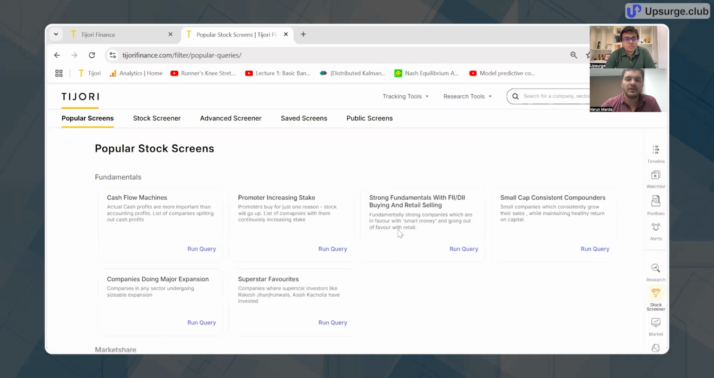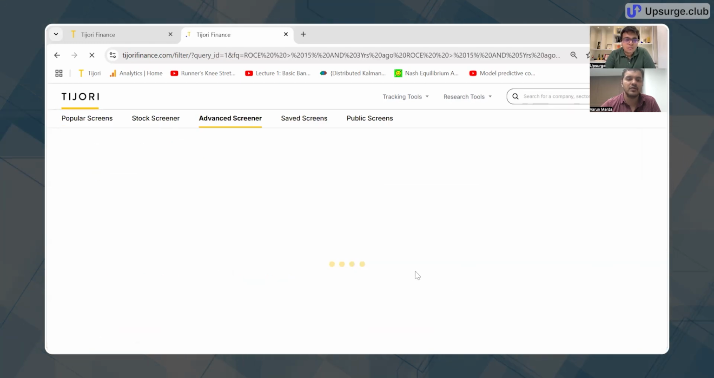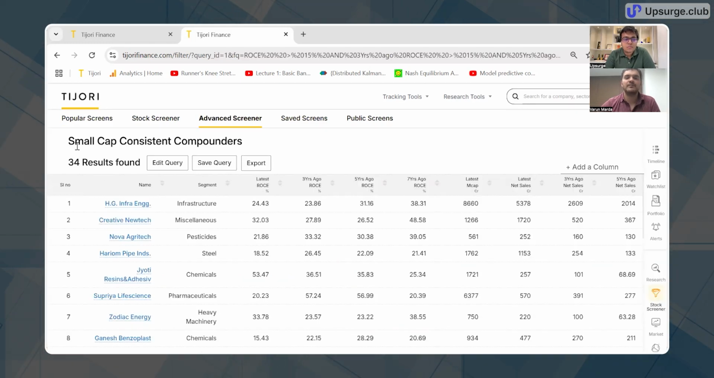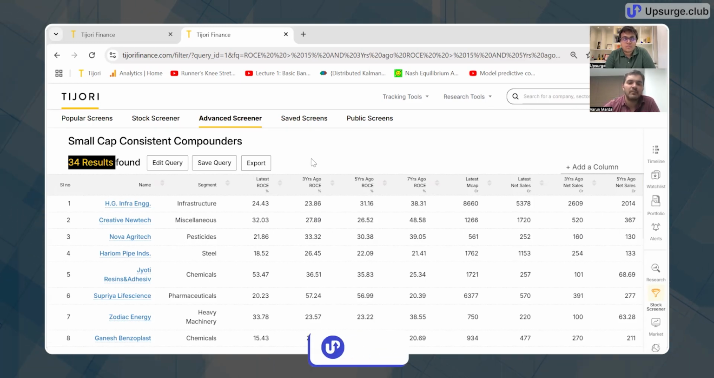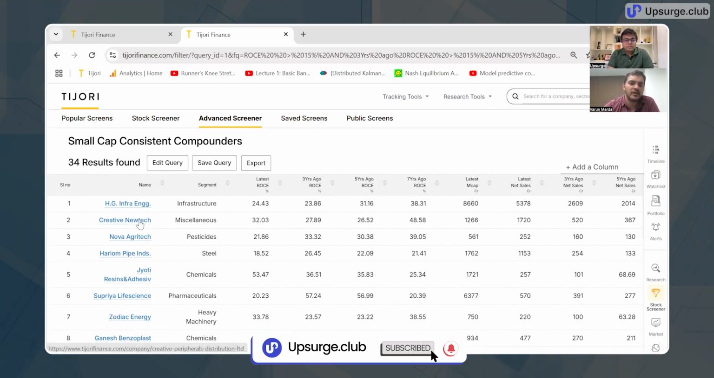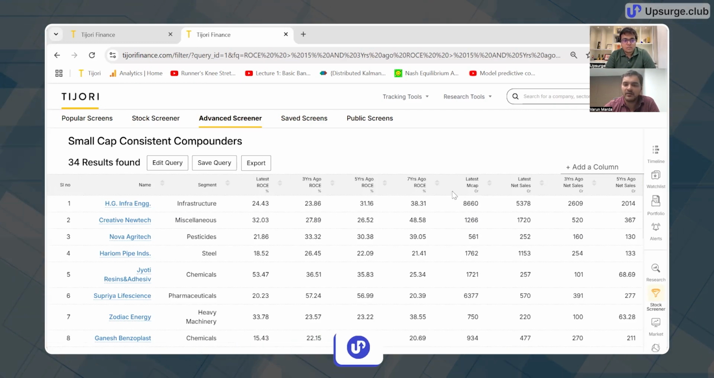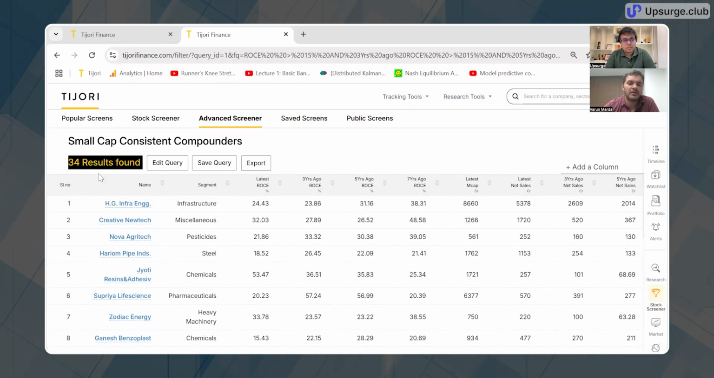But where we differentiate is, if I look at small cap consistent compounders, I can just show you. This is giving us 34 results, which is quite a few companies for us to get into if we really want to. These are small cap consistent compounders, all have good ROCE and good sales growth, good return ratios, low debt. But 34 is still a high number for me to research on. So how do I break it down further?